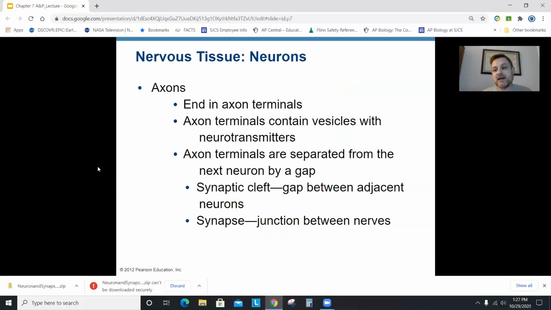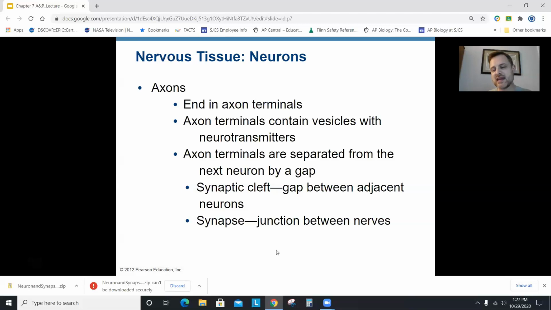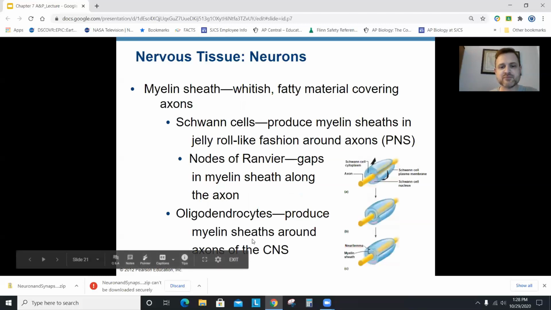So the axons, again, end in what are called axon terminals. We'll do this in a minute. Axon terminals don't actually touch the next neuron. There's a space there called the synaptic cleft, which is a junction between nerves, or a synapse. The axon terminals contain vesicles that contain chemicals called neurotransmitters, things like dopamine or acetylcholine. Neurotransmitters are chemicals that send the signal from the presynaptic neuron to the postsynaptic neuron.